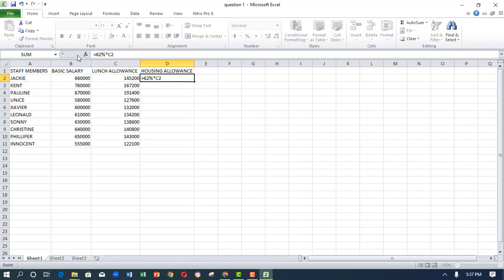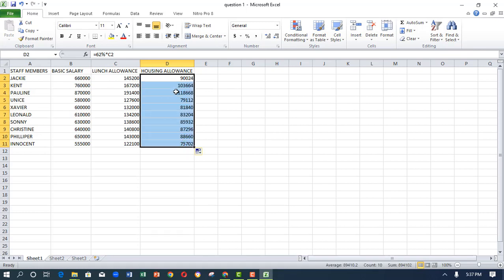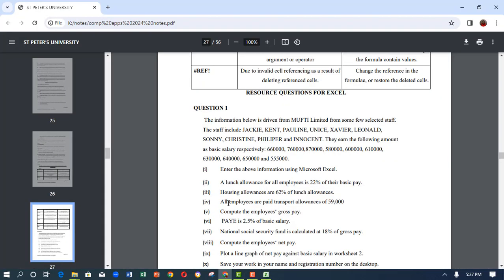Then you click on the enter symbol, then you autofill or auto calculate for the rest of the members. Don't forget to always save the changes, Ctrl S on your keyboard. Okay, so let's try and see the next question.